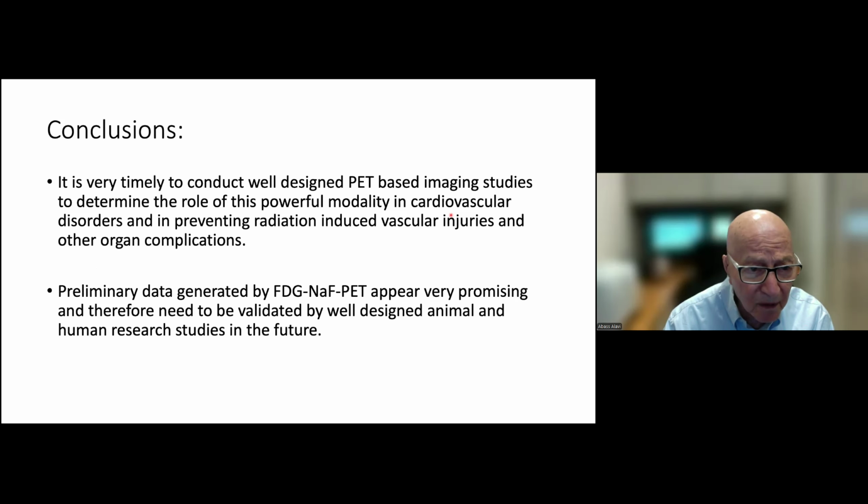So the conclusions are very clear. It's very timely that we design new studies to look at the role of this powerful modality in cardiovascular disorders and preventing radiation-induced vascular injuries, in particular atherosclerosis and other organ complications. Preliminary data by FDG and sodium fluoride appear to be very promising, and therefore need to be validated by well-designed animal and human studies.